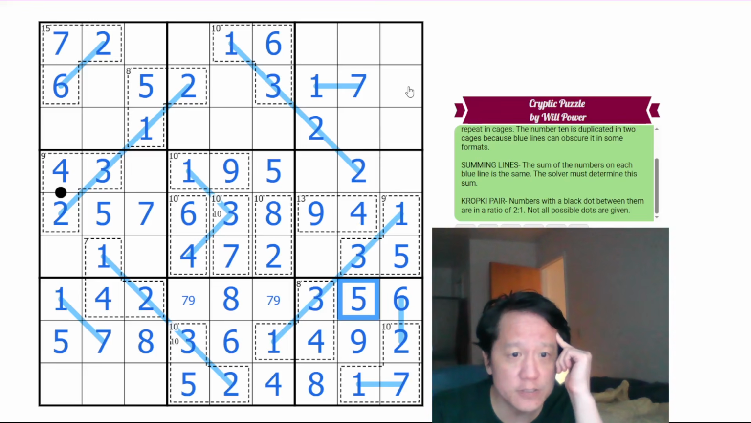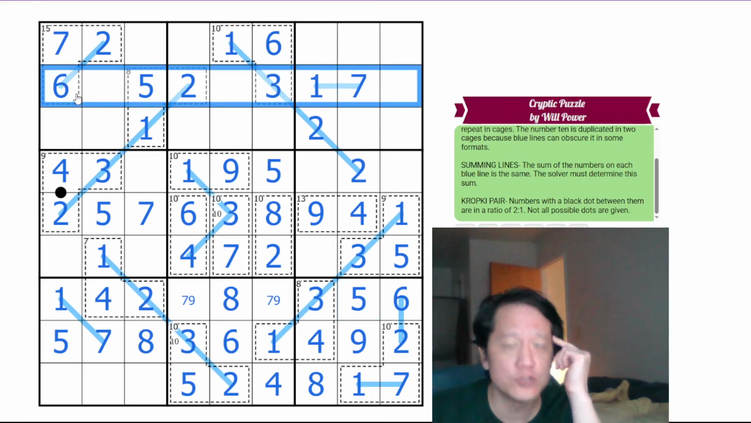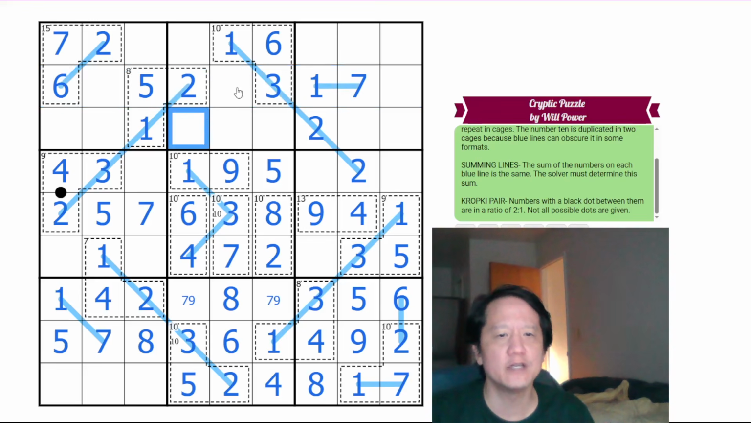Remaining digits of row 2. We have 4, 8, and 9. This can't be 8 or 9 because of 8 and 9 in the column, so that's 4. So we have an 8, 9 pair now.